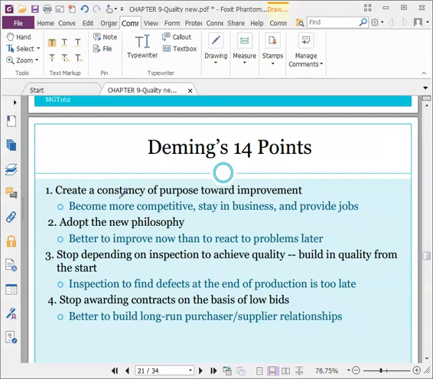Okay, the first one is to create a constancy of purpose towards improvement. So, kena ada improvement. Okay, secara konsisten. Become more competitive, stay in business and provide jobs. So, kalau company tu, management tu, okay, dia tak ada improvement dalam perniagaan sebagai contoh. Okay, they have a company physically, maksudnya orang boleh datang ke kedai ataupun company dia untuk beli barang.